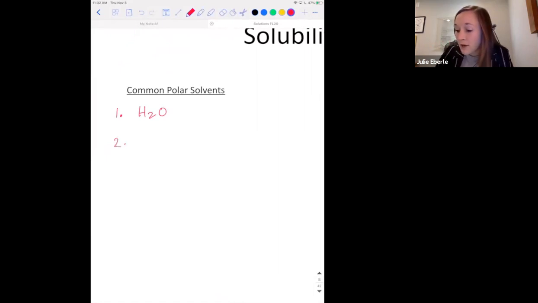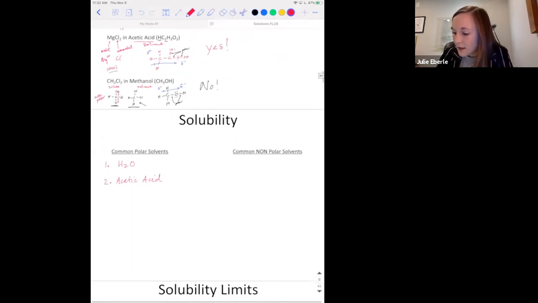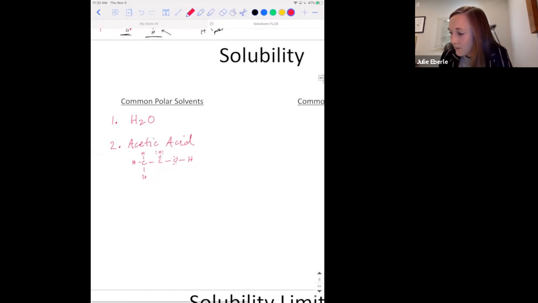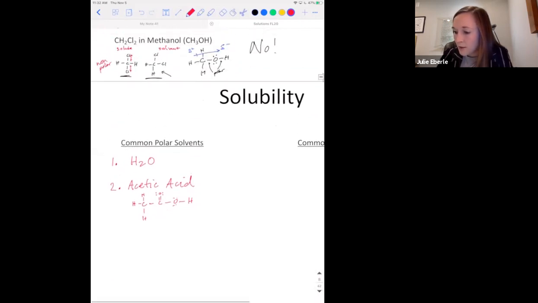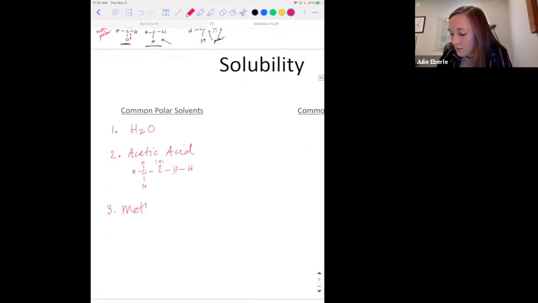Okay, another one that we looked at in the problem above was acetic acid. All right, what was the structure for acetic acid? I'm just going to draw it out for you. Okay, acetic acid is a very common polar solvent. Another one was that third one down here, methanol is polar. That's a very common polar solvent, which is CH3OH, and acetic acid was HC2H3O2.